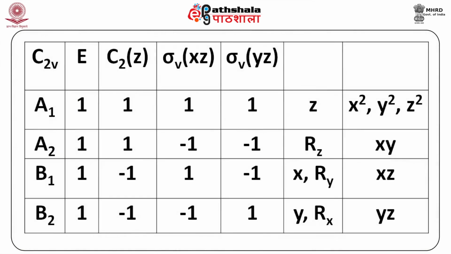Now, the table for C2v tells us that the three species x square, y square and z square all transform as A1, and so the symmetric stretch and bending modes are Raman active. The product yz transforms as B2, and so the antisymmetric stretch is also Raman active. Thus, all modes of vibration of water are both IR and Raman active, as we had seen by inspection alone.